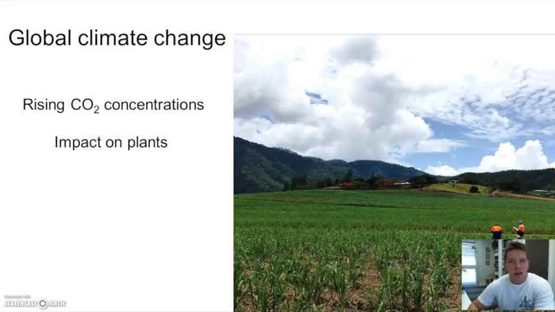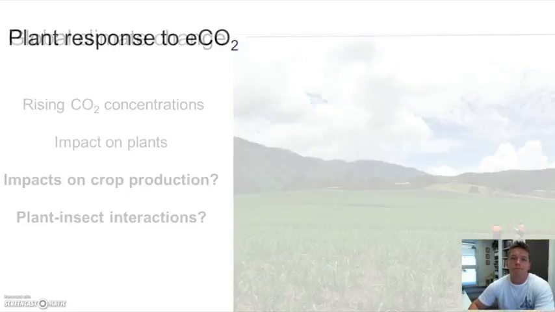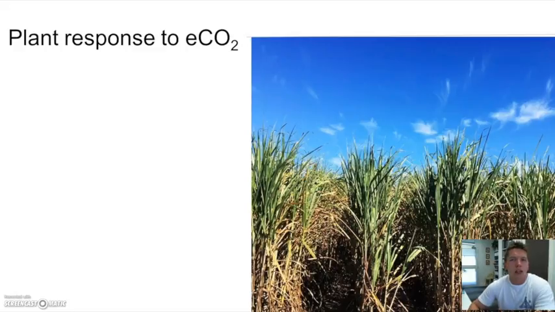And so these changes in our atmosphere are obviously going to be impacting on plants, and this is then also going to be impacting on crop production. The changes in the atmosphere are also going to be fundamentally altering the relationship that plants have with herbivorous insects, and that is something that I am interested in. But firstly, what are some of the general responses that we see from plants to elevated carbon dioxide?